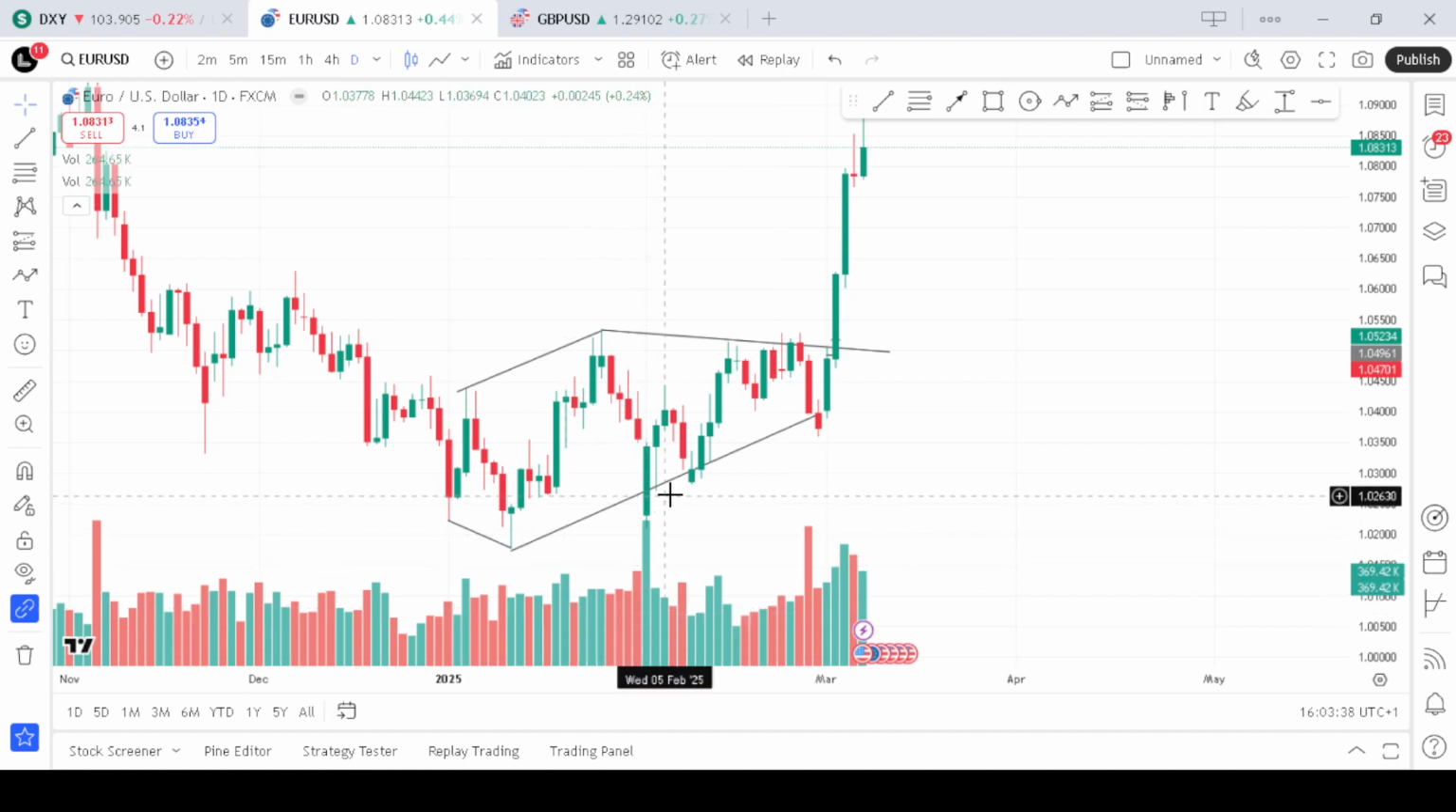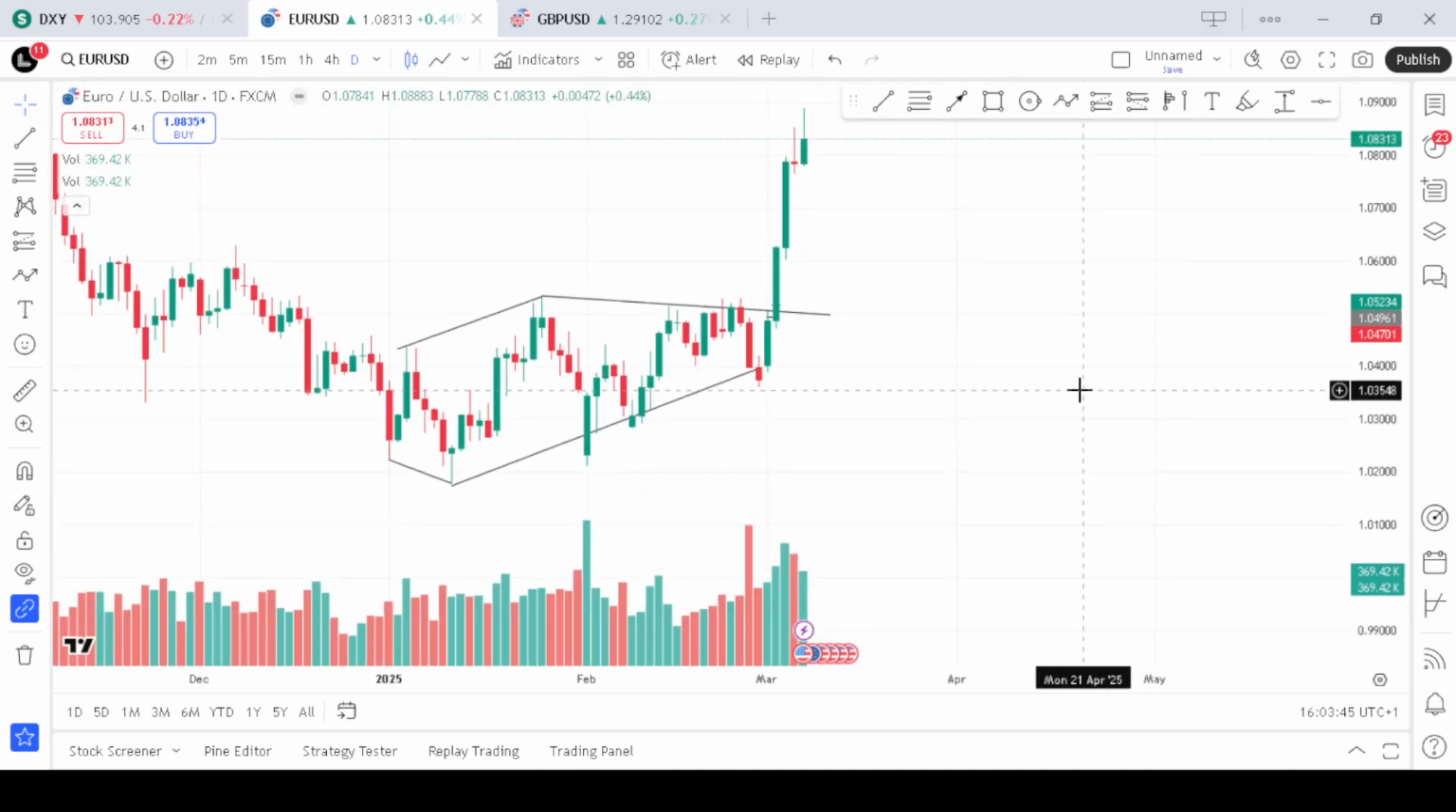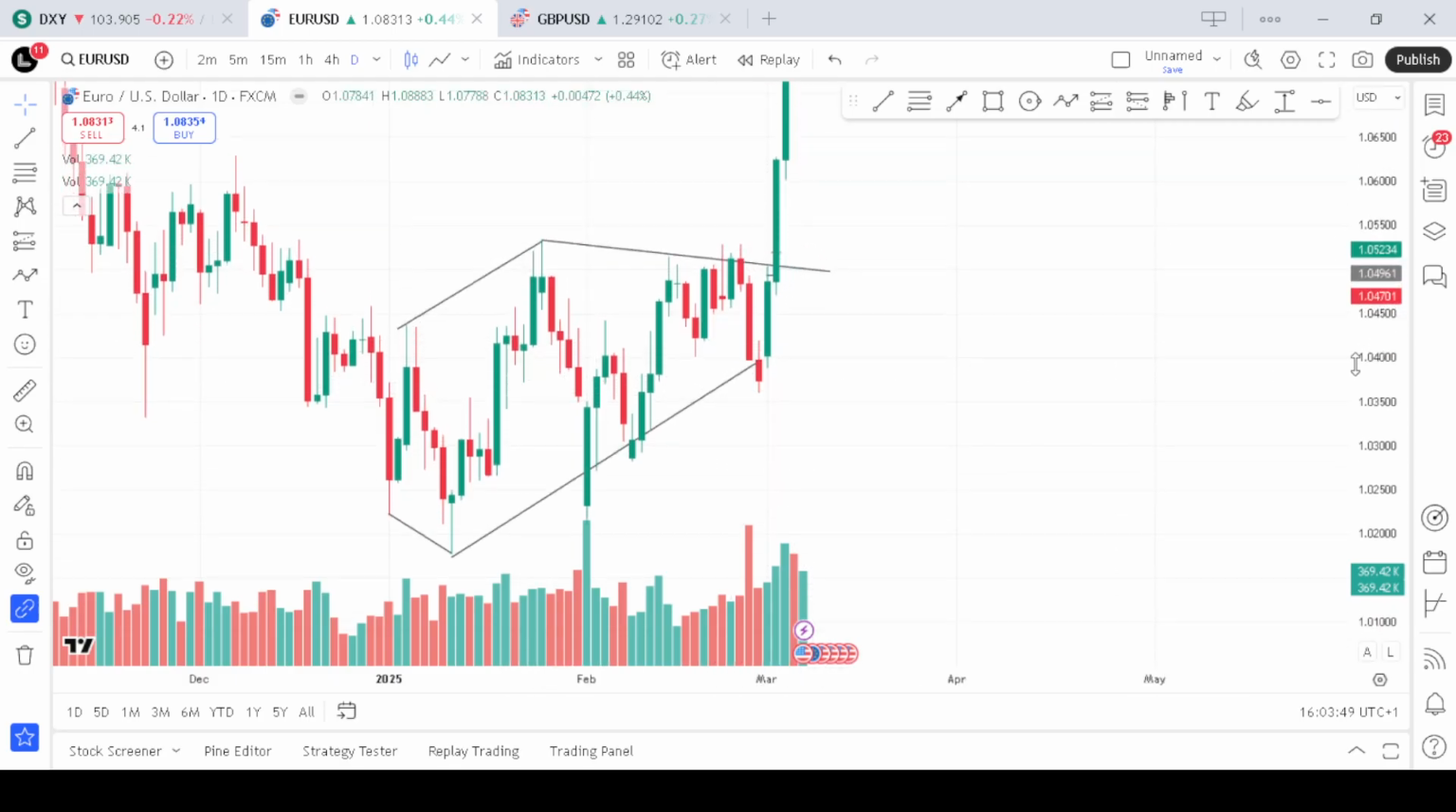Identifying this pattern requires careful observation of price action and trend lines, looking for four converging trend lines that form a diamond shape, as we can see from our chart.